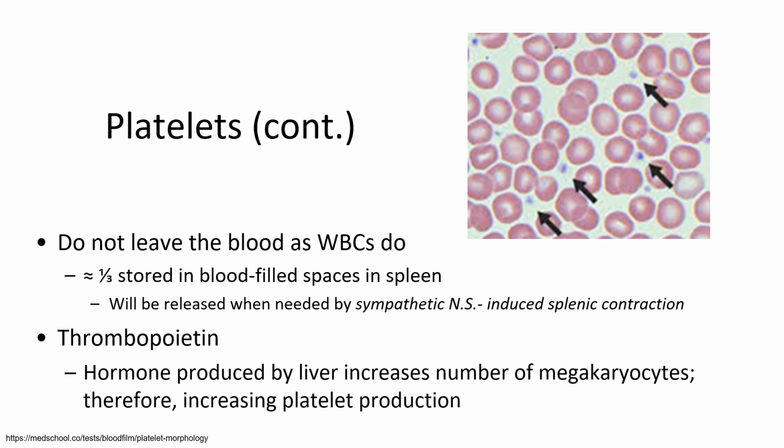Thrombocytes do not leave the blood as white blood cells do. Approximately 1/3 of them will be stored in blood-filled spaces within the spleen and be released when needed by the sympathetic nervous system. They are released when the sympathetic nervous system causes the spleen to contract, releasing these platelets into the blood.